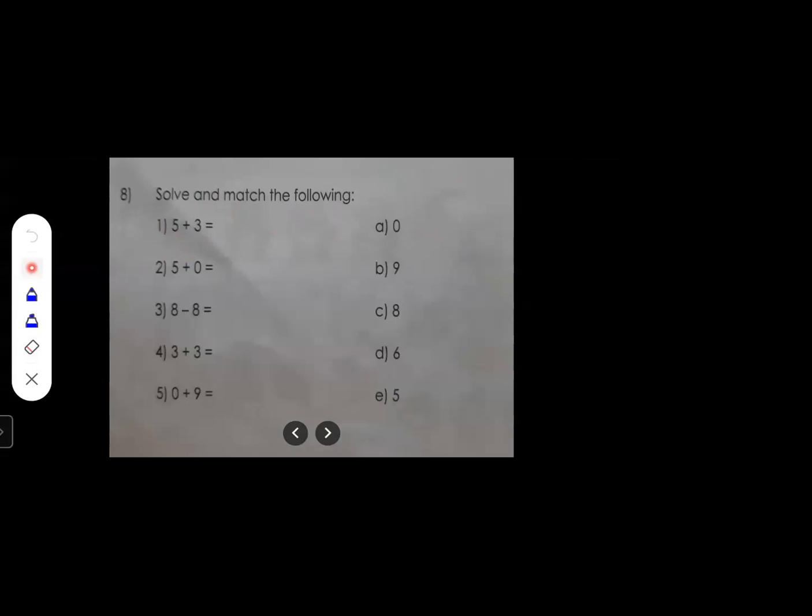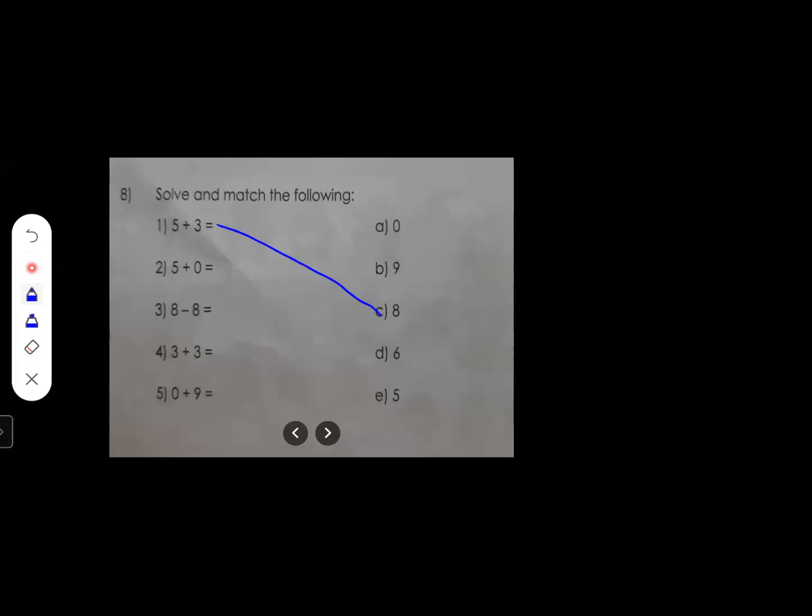Take 3 fingers on your hand, keep 5 in your mind. After 5, count 3 fingers. So after 5, start counting. 6, 7, 8. How many? 8. So 5 plus 3, what is the answer? 8. So we will draw a line to the number 8.